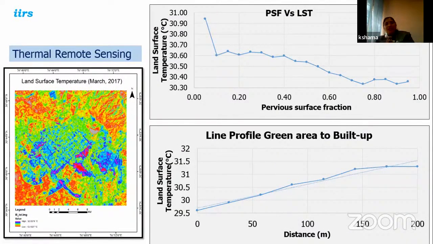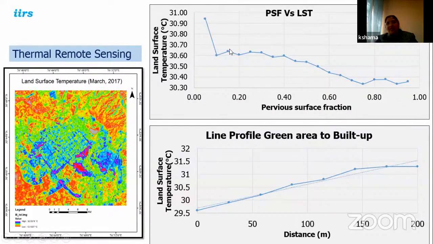Now I have told you that there is optical remote sensing data and thermal remote sensing data also. This thermal remote sensing data provides you land surface temperature. It is basically the 10 to 14 micrometer bandwidth of the electromagnetic spectrum, which captures the emission by the land surfaces. This data can also be utilized, and here it has been utilized to study pervious surface fraction and LST.